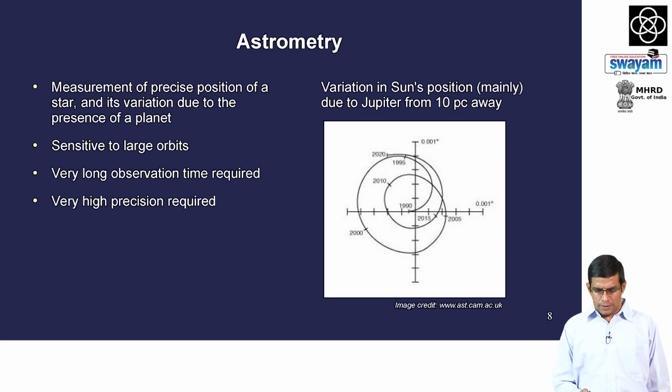As shown in this figure, this is of course a simulation of how the Sun's position varies due to Jupiter as seen from 10 parsecs away. So, if the Sun's position were very carefully monitored over a period of 20 to 30 years, then we would see such a change in the Sun's position on the sky. But this method is only sensitive to large orbits like Jupiter's, and this requires very long observation time. Also, very high precision is required in this method, because the position of the star needs to be measured very precisely, so that this wobble can be identified.